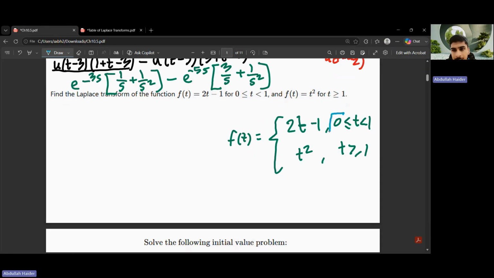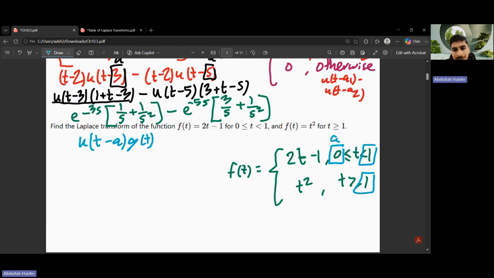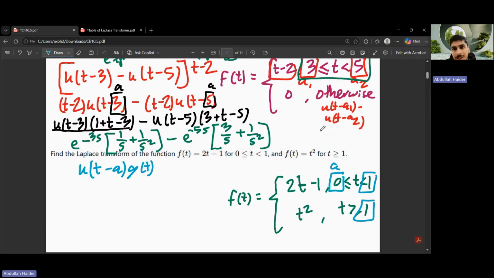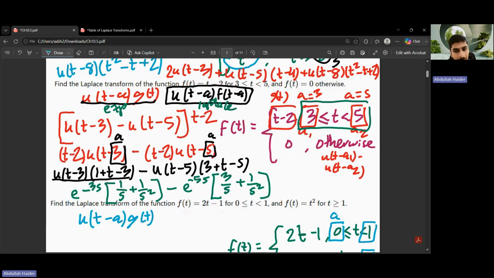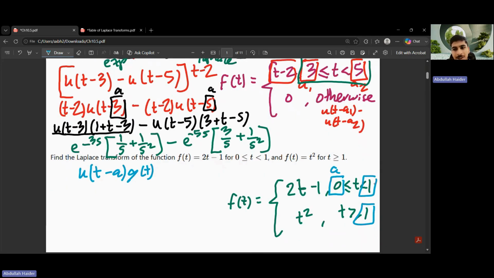So you have this as your a1, and then you have this as your second a. We want u(t minus a) g(t) for writing our expression. So we'll begin with our first one. I know that this is a bit different from above because we had one single interval and a second was otherwise. But we have one interval which is 0 less than t less than 1, and we have t greater than or equal to 1. So we will deal with them. We basically need two forms of the u expression.